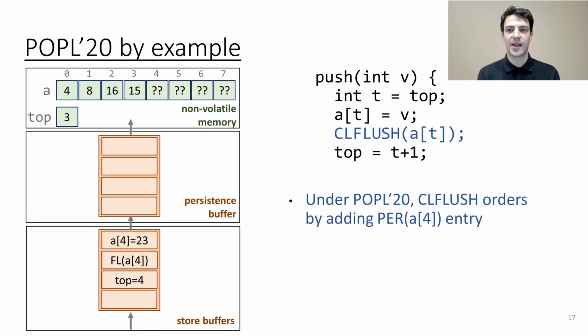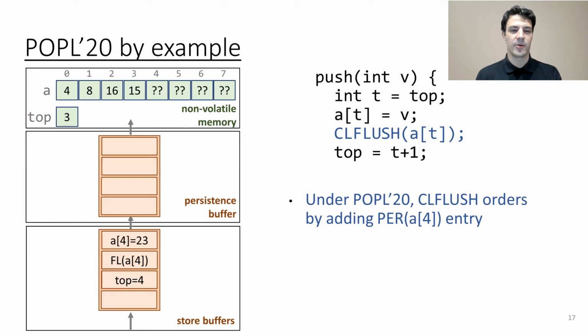The way this will look under the POPL 20 model is somewhat different because the buffers technically are different and have different ordering constraints. And also the persistence buffer is a large persistence buffer that doesn't behave like a queue. But let's take a look step by step at how things will work.